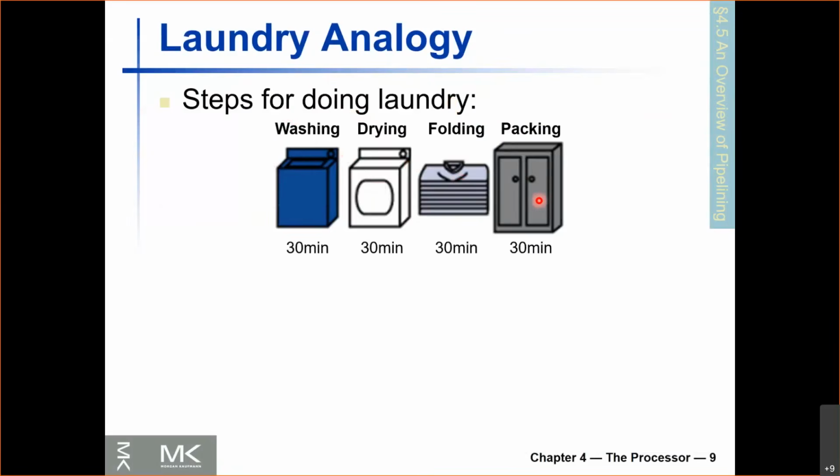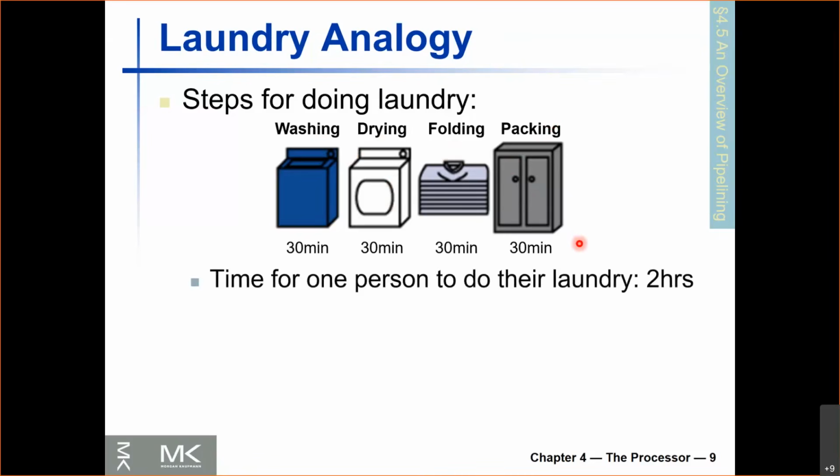And let's assume that each of these steps takes 30 minutes to do. So when you come to do the laundry, you spend 30 minutes washing, 30 minutes drying, 30 minutes folding, and 30 minutes packing the clothes in the closet. So what is the total amount of time needed for one person to do their laundry? Right, 2 hours, exactly. Easy question. So the time for one person to do their laundry is 2 hours.